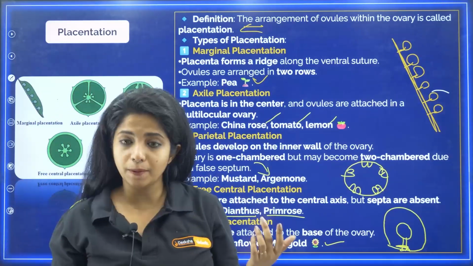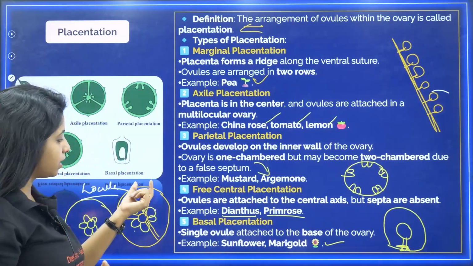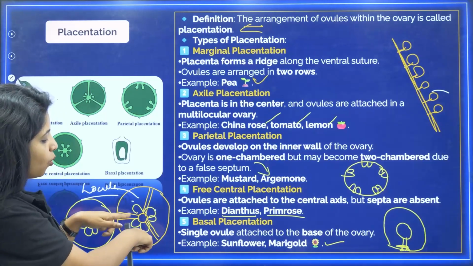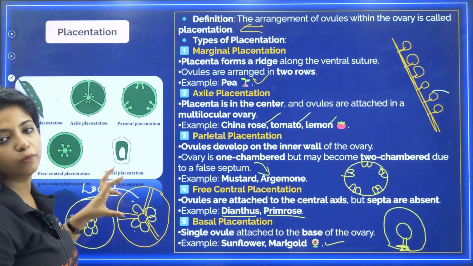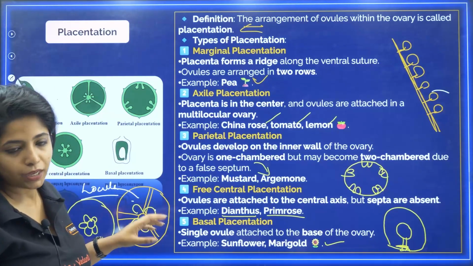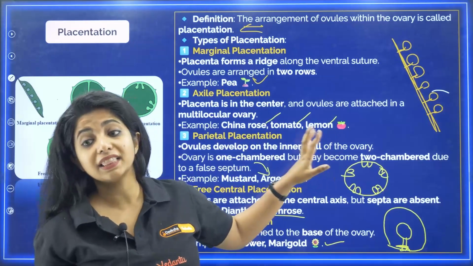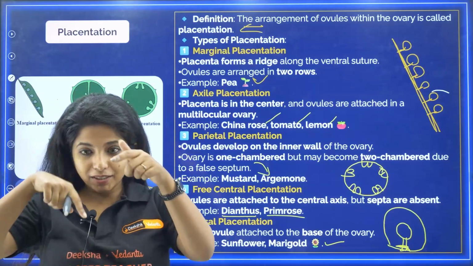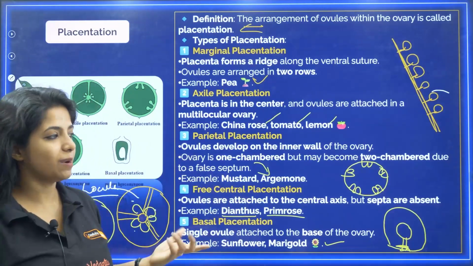Now we have axile placentation, where what is happening? Basically there is a septum, there is an axis in between, and in between the septum you would be having multiple ovules being formed over there. Now please remember, they are forming what? A multilocular ovary. You can find this in China rose, tomato, and then lemon as well. Same with lemon, when you cut it, you can see it clearly. There are lines like that, right? So those are the septa that you have.